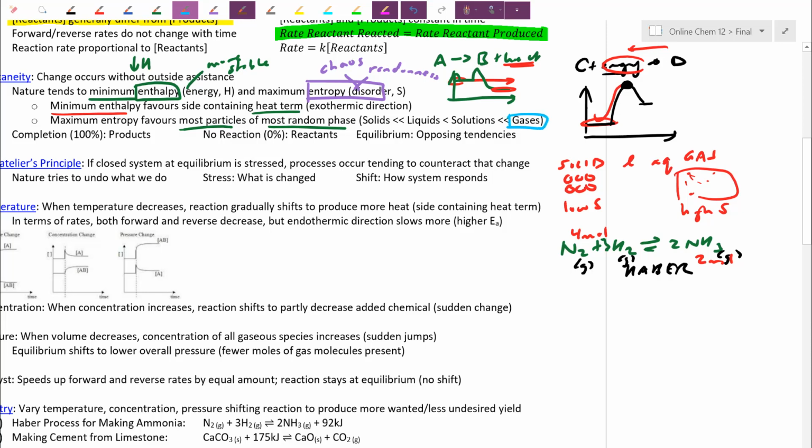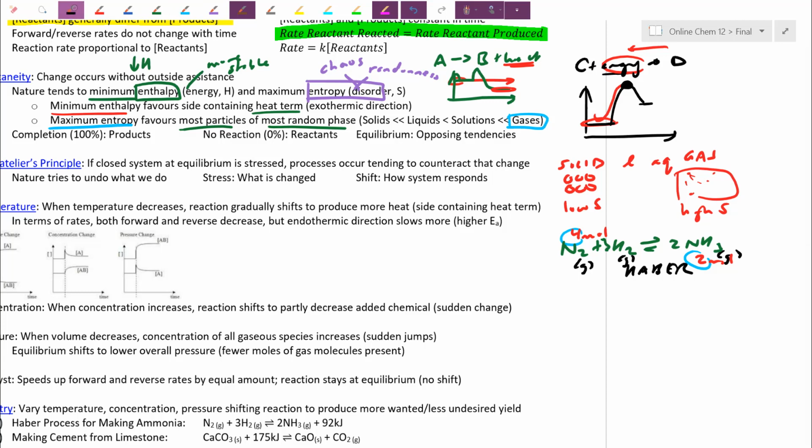Can you make more of a mess with 4 things or more of a mess with 2 things? Well, 4 things, right? If I have more particles. So in this case here, nature tends to unwind. Nature tends to become more chaotic. So in terms of entropy, we want to actually maximize entropy.